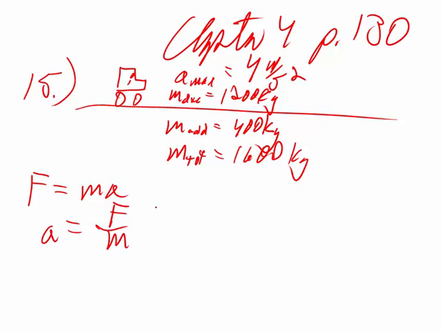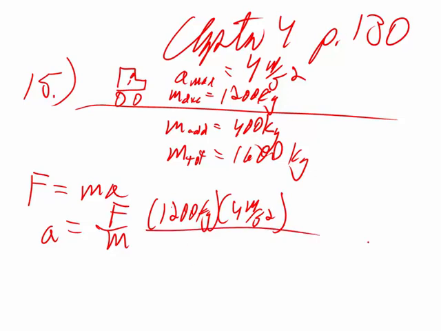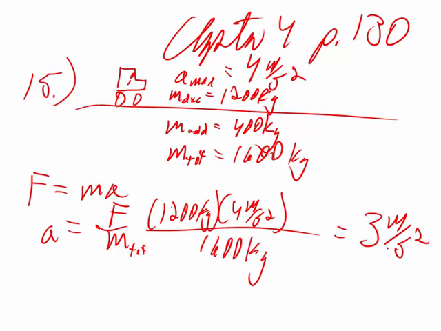So let's find what the force was originally. Well, we had a 1,200 kilogram car, and its acceleration was 4 meters per second squared. And so that equals what? 4 times 12 is 48. So it's 4,800 divided by the total mass, which is 1,600 kilograms. And we get an acceleration of 3 meters per second squared. All right, now let's look at problem number 21.